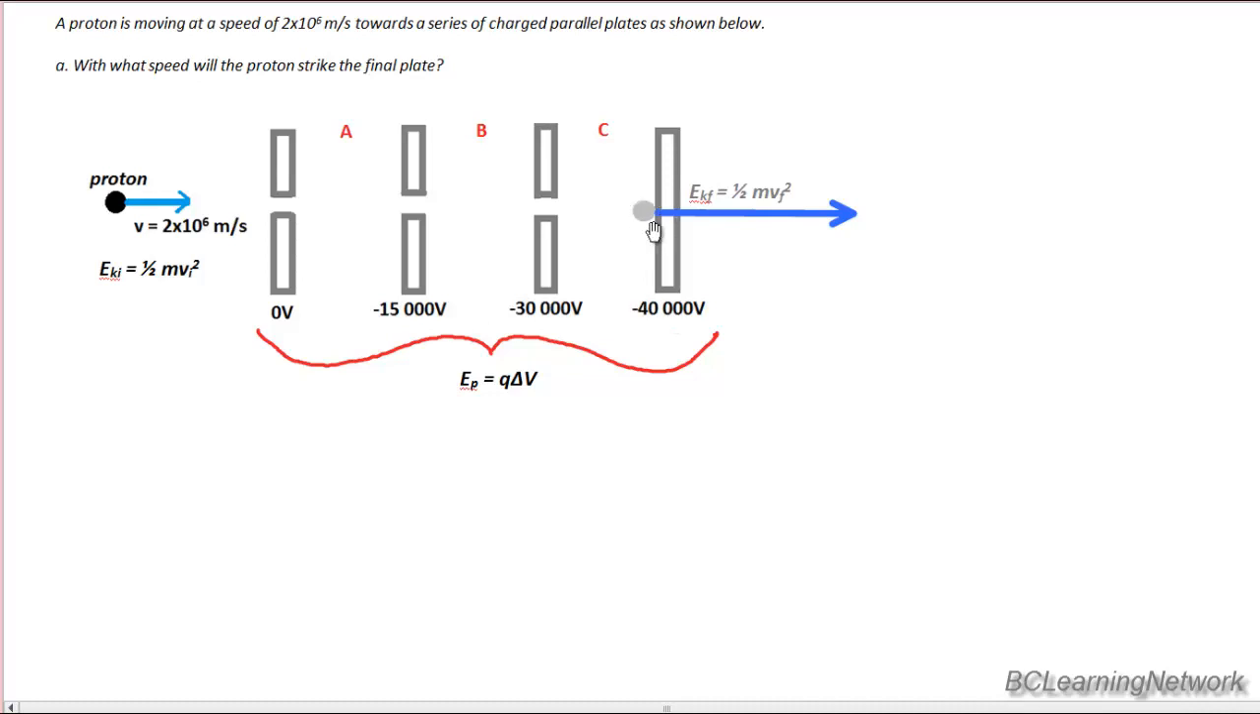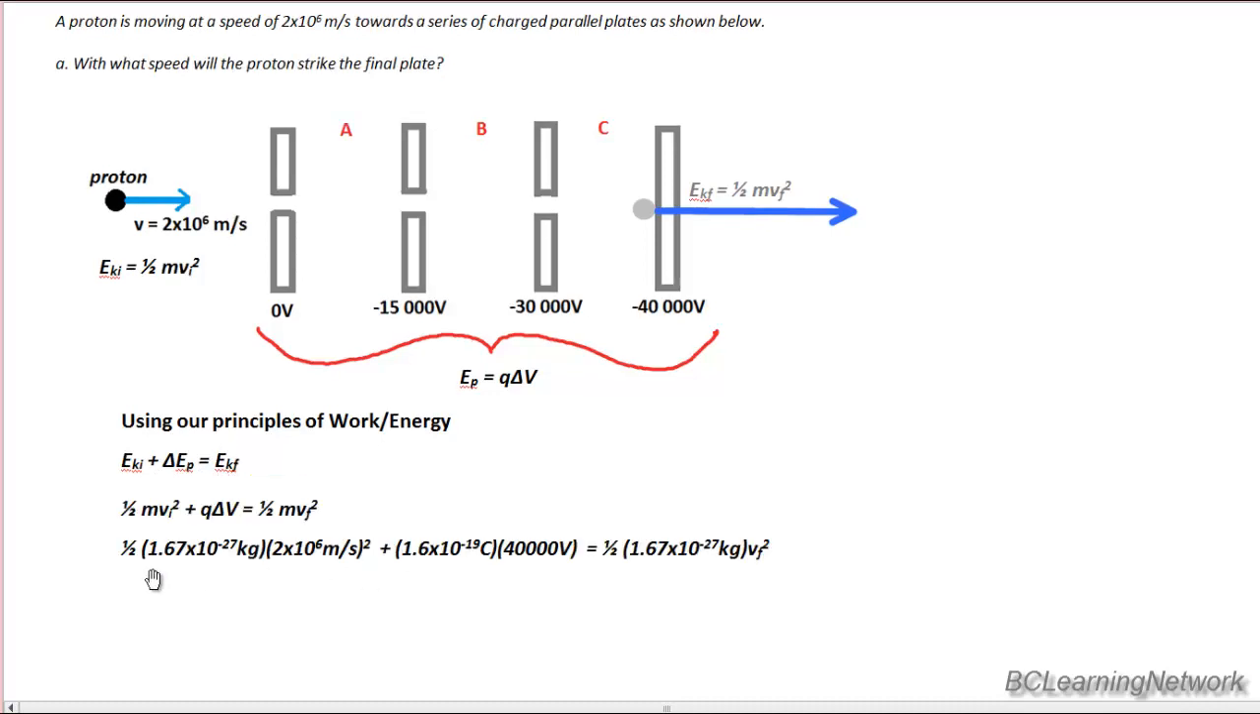In the end, when it smashes into this final plate on the right, it will no longer have the potential to be drawn to any more plates, because this is the last one. So all it will have at the end is kinetic energy just before it strikes the plate. So according to our work energy principle, our initial kinetic energy plus the change in potential energy as it accelerates between the plates gives us our final kinetic energy. So it's just a matter of substituting in the correct numbers.